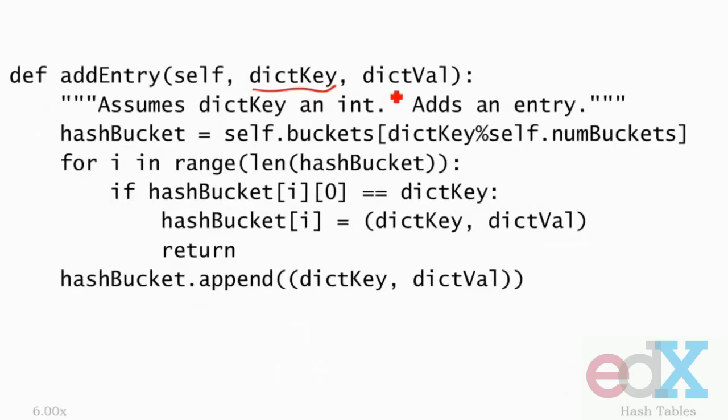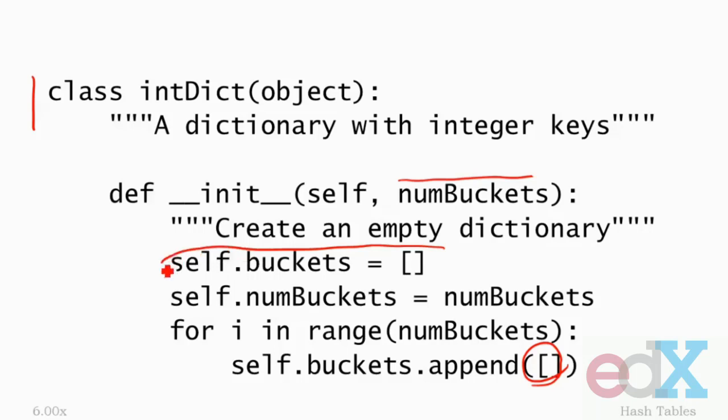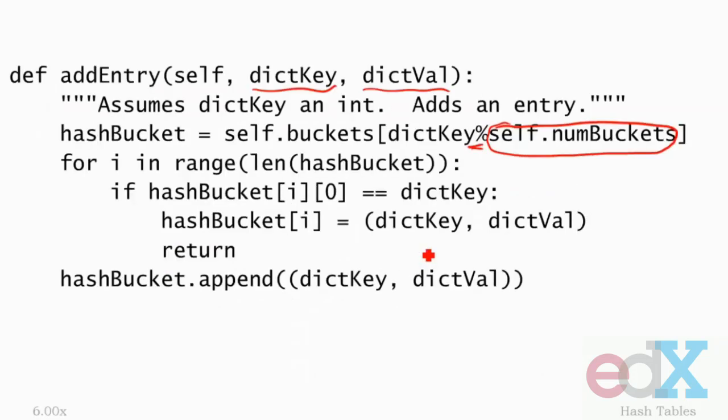AddEntry takes the key and the value. It starts by finding the correct bucket. It does that by taking the key and then hashing it using modulus, and it gets the number to take it from self.numBuckets. If we go back, we'll see that we saved numBuckets as an attribute of the hash table being created. Consequently, we can retrieve it here and use it.